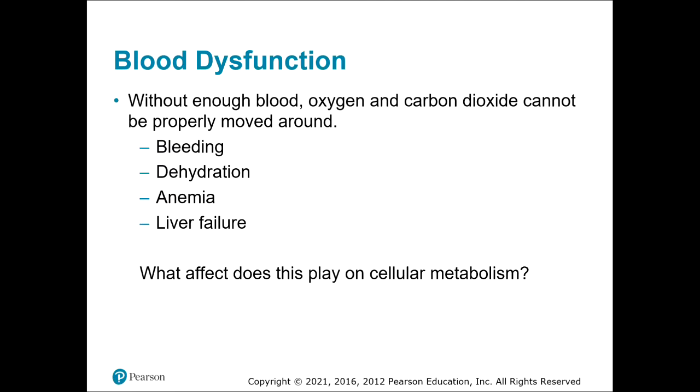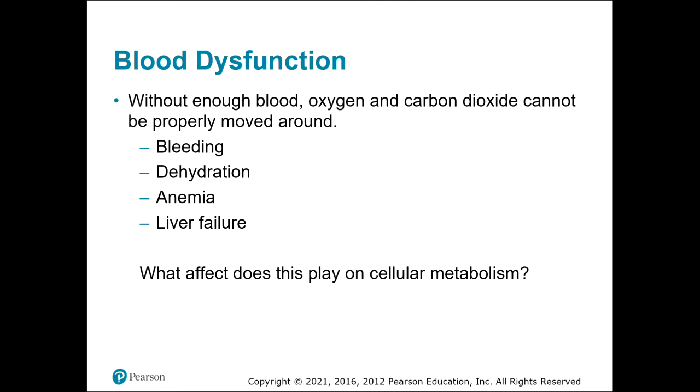Without enough blood, oxygen and carbon dioxide cannot be properly moved around. You may have a bleeding disorder from trauma, development of a GI bleed, any type of bleeding disorder, not production of not enough blood. Dehydration. We need to be hydrated to maintain the volume in our blood vessels to effectively pump blood around our body. If we're dehydrated, we don't have enough volume.